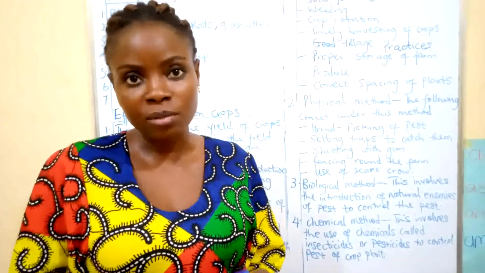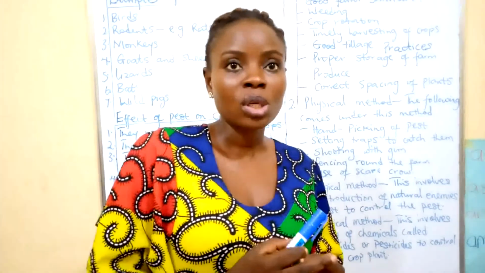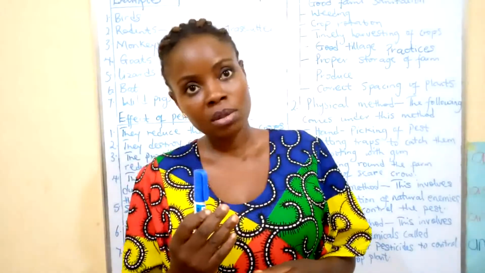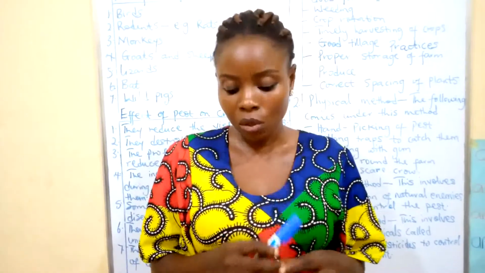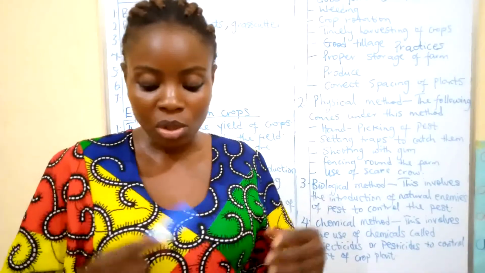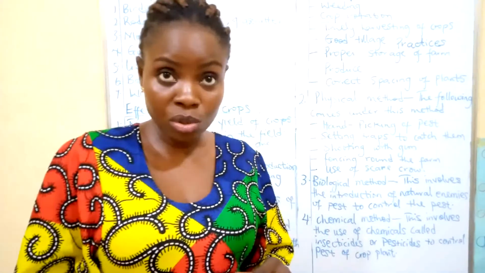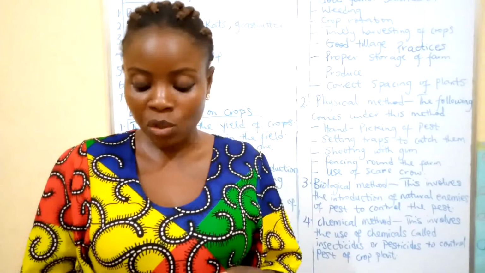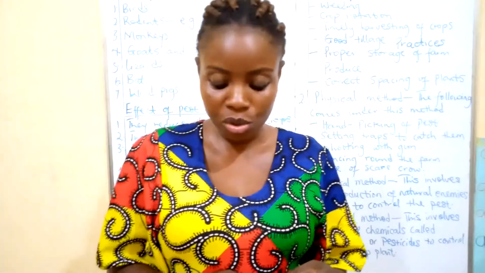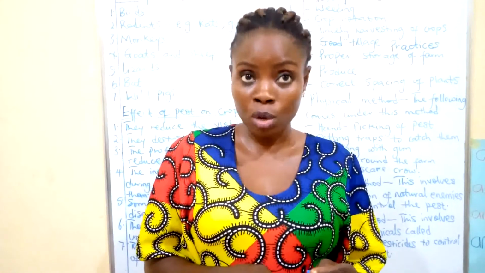Now we'll move on to the effects of crop pests, what they really do to crops and how it affects the farmer in terms of crop loss. Number one, they reduce the yield of crops. They destroy crops in the field. The profit of farmers is reduced. They reduce the quality of produce. They can also cause total death of the crop plant.